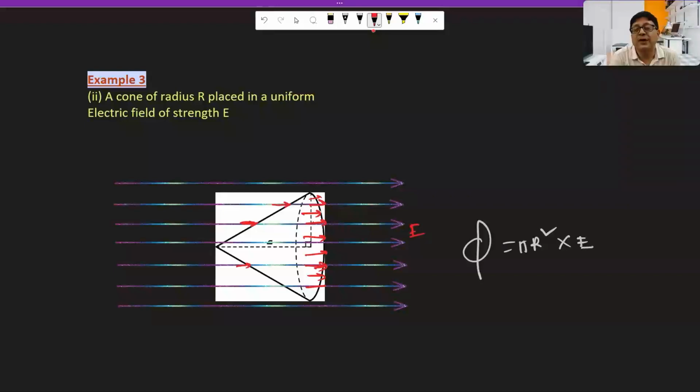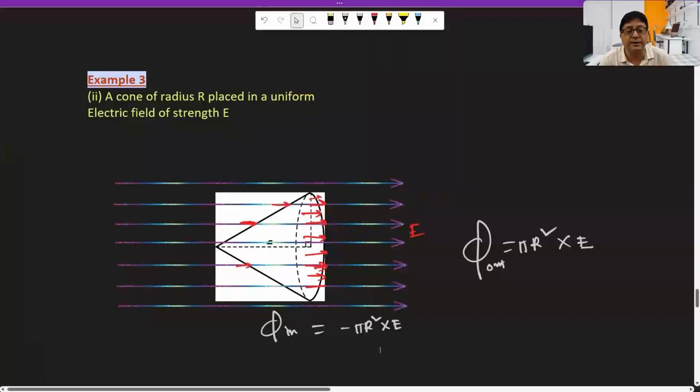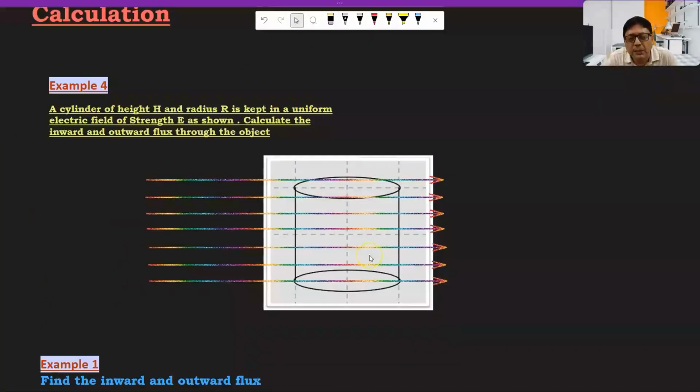Yes, of course, phi in is there. This is phi out. Really, field lines are entering. So phi in will be what? Just opposite of this. We need not calculate this. So it will be minus pi r square into E. Why we did not calculate? Because already told this projection area is the area to be taken into consideration. So flux lines, I mean lines of forces entering, means they are entering this curved surface. Clear?